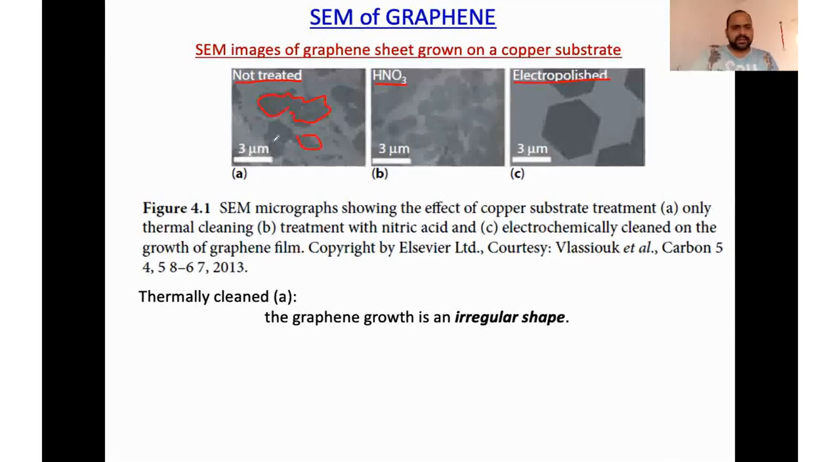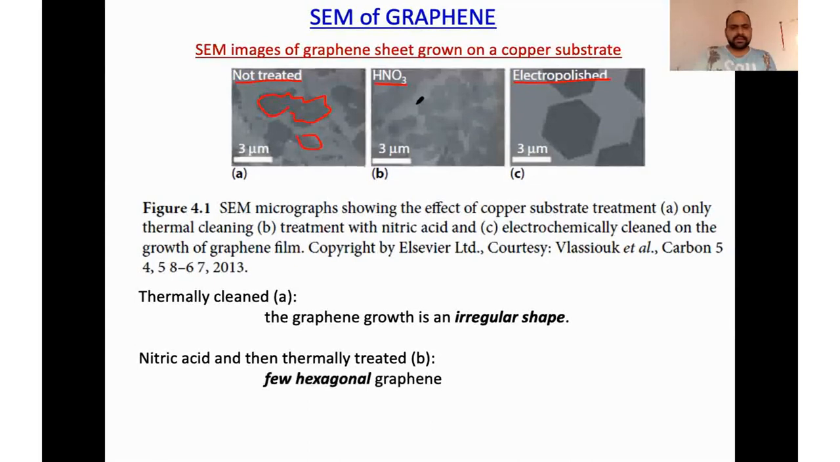While in the second case, when the nitric acid was used to treat the copper substrate, and then of course the thermal treatment is there, then we are going to get a little bit of hexagonal shape. So a few hexagons and then some irregular. See, this area is all irregular, something random. But see some pictures, it has some kind of hexagon shape, not exactly, but looks like a kind of hexagon, right? So there are a few hexagons and then some random growth.